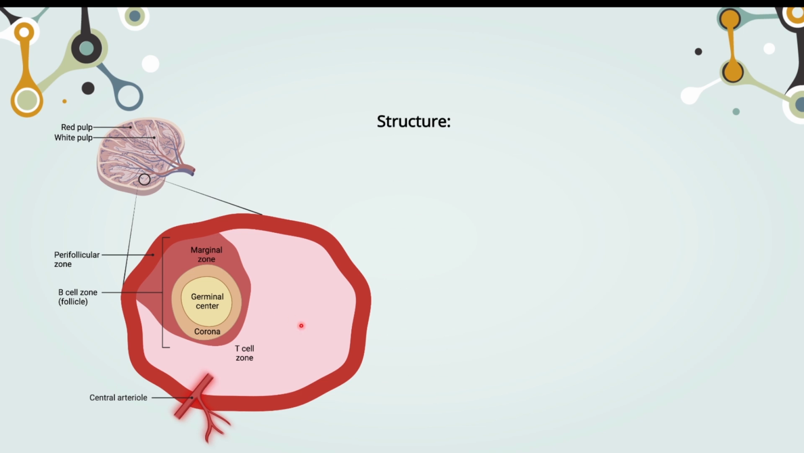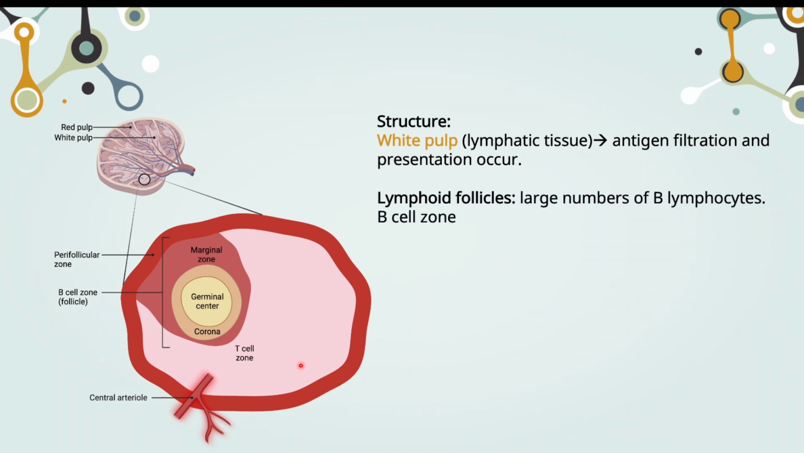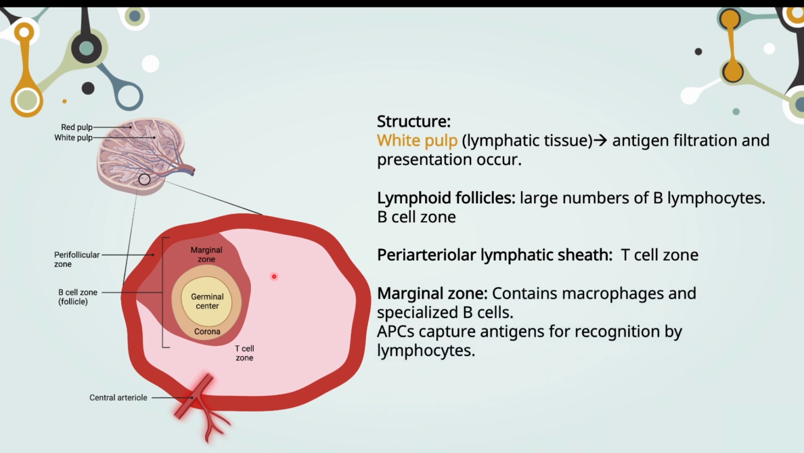Now let's look at these structures in more detail. The white pulp is the region where antigen filtration and presentation occurs. You can imagine that the white pulp has both the B cell zone and the T cell zone, so it's obvious that antigen presentation occurs here. Like I said, this lymphoid follicle is the B cell zone. It has a lot of B lymphocytes. The T cell zone is also called the periarteriolar lymphatic sheath. And this marginal zone contains the macrophages and specialized B cells.